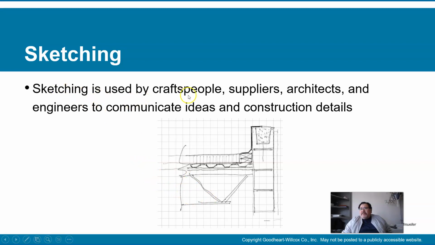Sketching is used by craftspeople, suppliers, architects, engineers to communicate ideas, right? Sketching is still used today. When you go to a meeting or something and you brainstorm an idea, one would briefly or quickly sketch an idea on a piece of paper to demonstrate that we all understand what we're talking about, right? Communicate the ideas and any construction details.